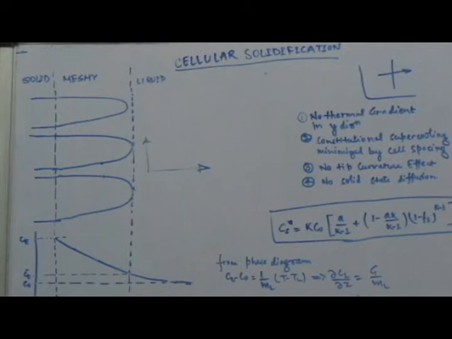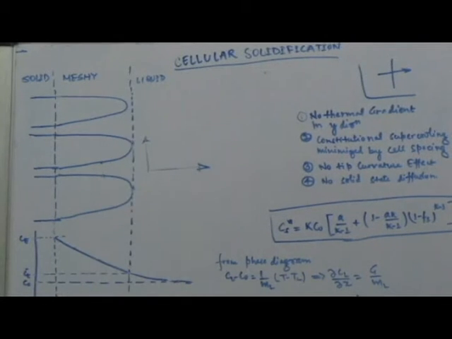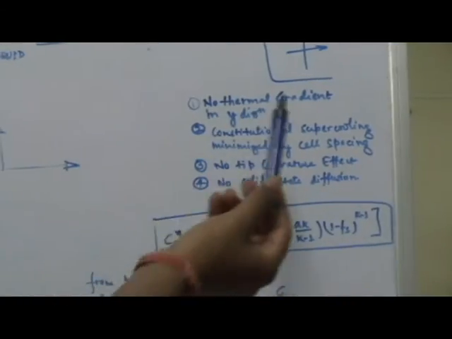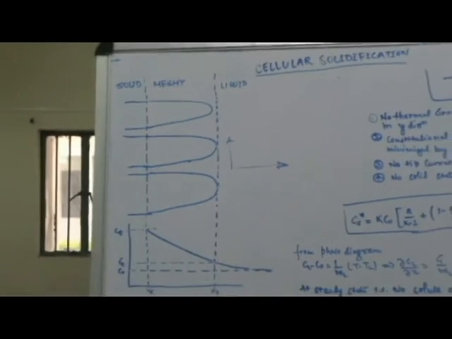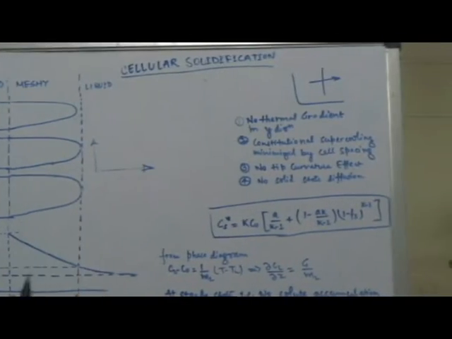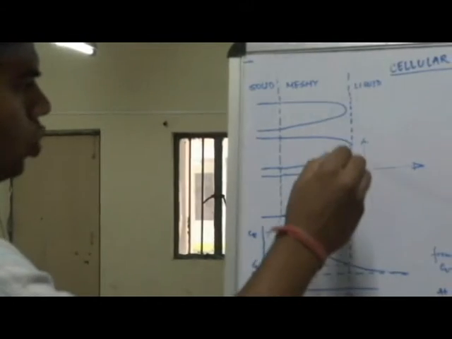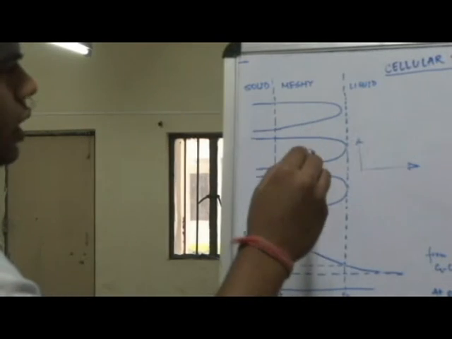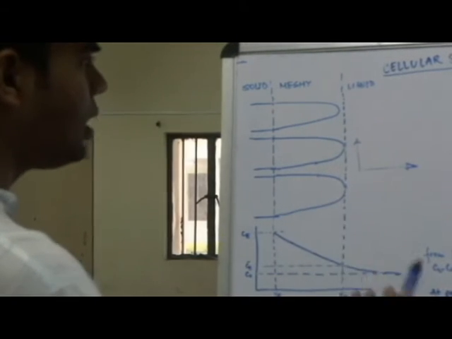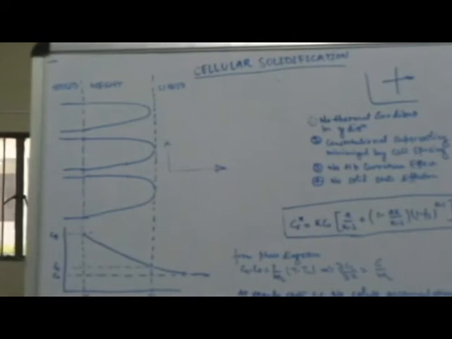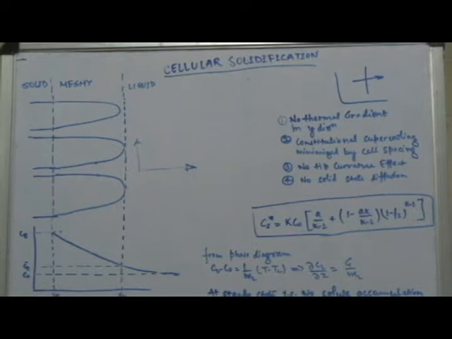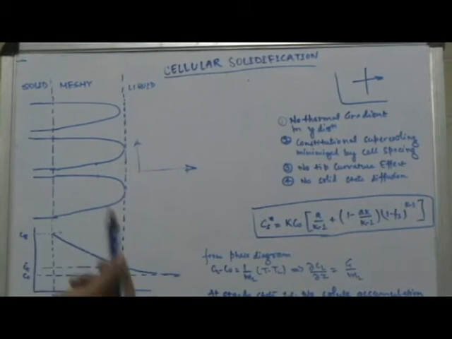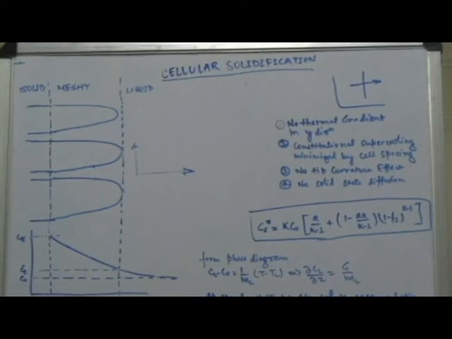So to simplify this problem, we make certain assumptions. First, there is no gradient in the y direction, which would mean that these planar fronts are isothermals. The second assumption is constitutional supercooling is minimized by cell spacing. So we assume that the supercooling in these regions is absent or nearly absent, as it is minimized by the cell spacing. The third assumption is there is no significant curvature effect, and the fourth is no solid state diffusion, that once the solid forms, it remains at the same concentration.